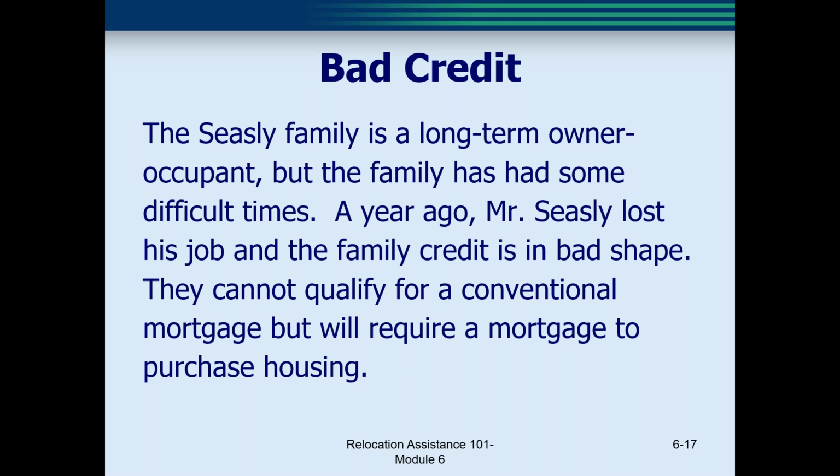So if the Seasley family cannot obtain financing, the agency may also make a direct loan to them. The loan may have regular monthly payments or a deferred repayment. It may bear interest or it may be interest-free, depending on the individual circumstances. Also, if the owners choose to become tenants, then the agency may compute a rental assistance payment in accordance with Section 6603. Remember, we talked about that in some of the previous modules. If they chose to do that, then you're establishing market rent, and then you're comping them to a rental.